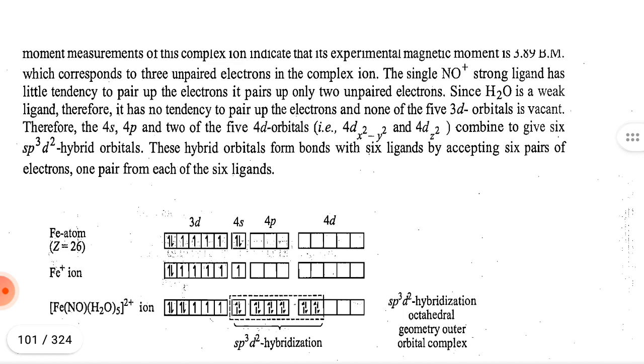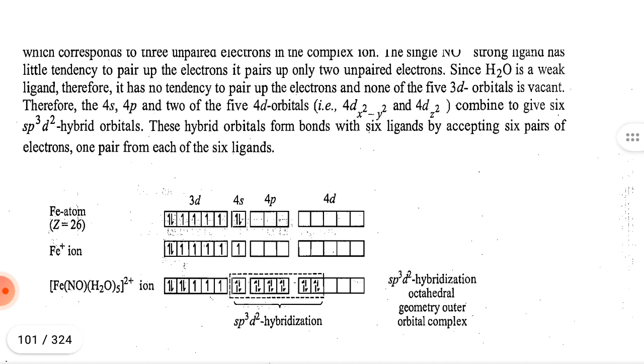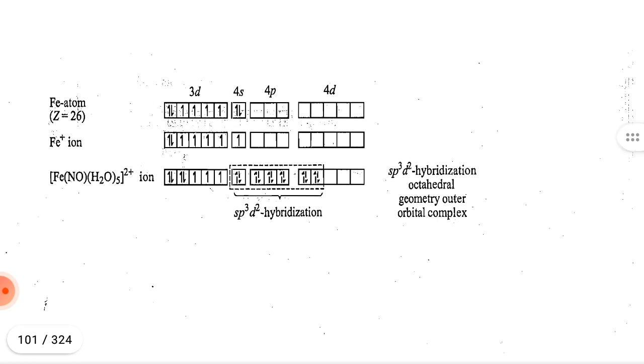These hybrid orbitals form bonds with 6 ligands by accepting 6 pairs of electrons, 1 pair from each of the 6 ligands. Iron atomic number is 26. 3d will have 6 electrons, 4s will have 2 electrons, 4p and 4d will be empty. So for Fe+ ion, in 3d 6 electrons will be there and 1 unpaired electron will be there. So [Fe(NO)(H2O)5]2+: NO is a strong field ligand, H2O is a weak field ligand.